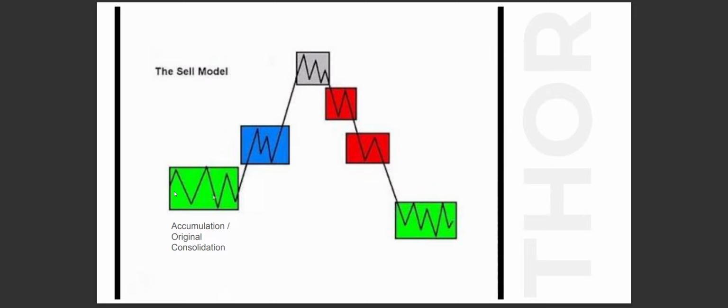What happens is the first stage is the accumulation, original consolidation, reversal, the first stage, and then it starts. This is the first stage, distribution. Second stage, redistribution, and this is the end of the sell model. So it completes the interbank price delivery algorithm, completes the model there once original consolidation is getting raided.